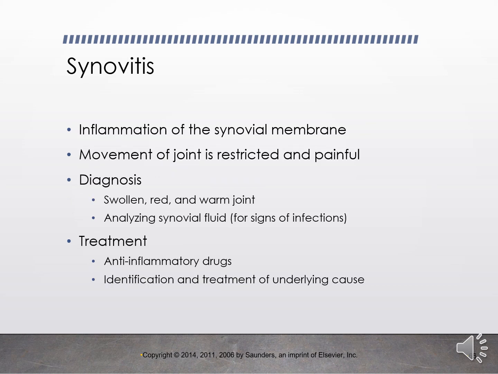Synovitis is inflammation of the synovial membrane. Movement of the joint is restricted and pretty painful. To diagnose it, we'll see a red, swollen, and warm joint. We could also analyze the synovial fluid for signs of infection. To treat it, again, anti-inflammatory drugs. And then if there is an underlying cause, we would need to identify it and treat it to help get rid of the synovitis.